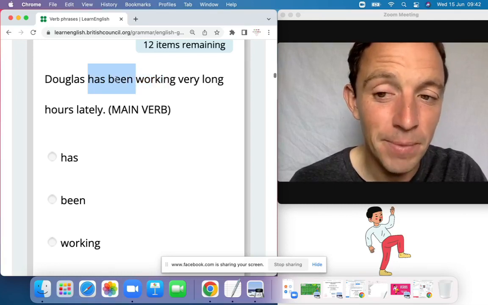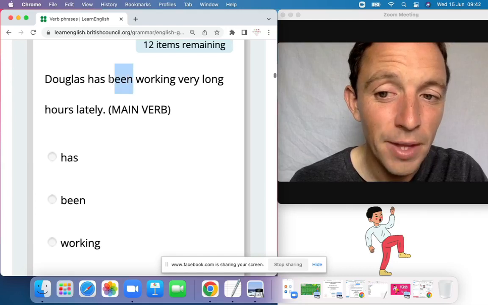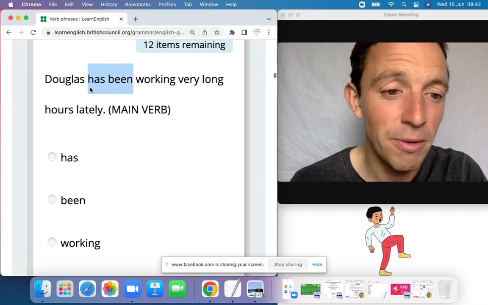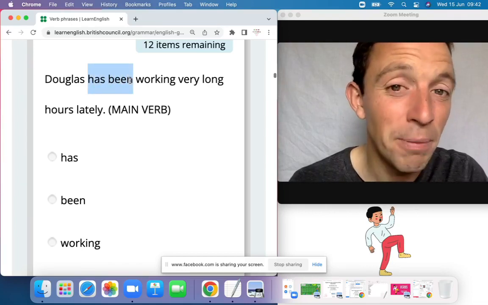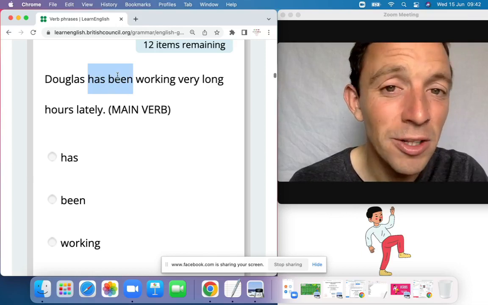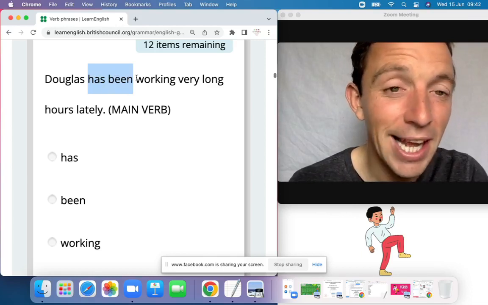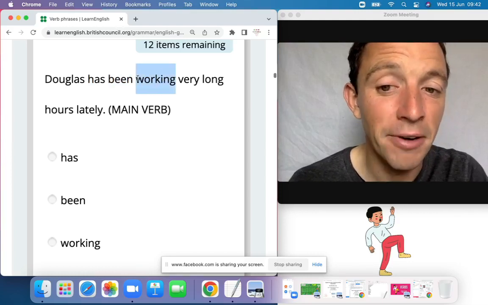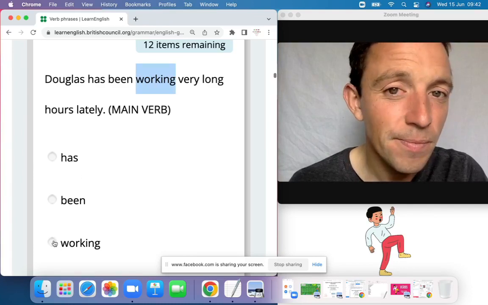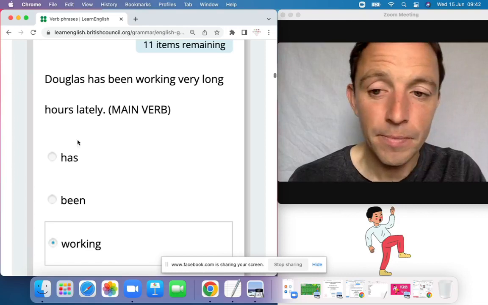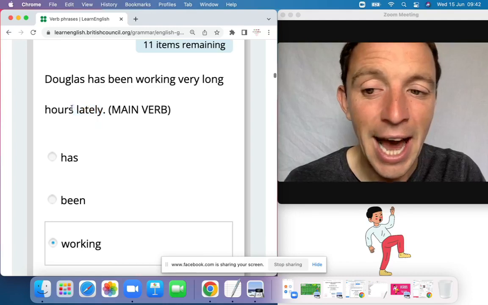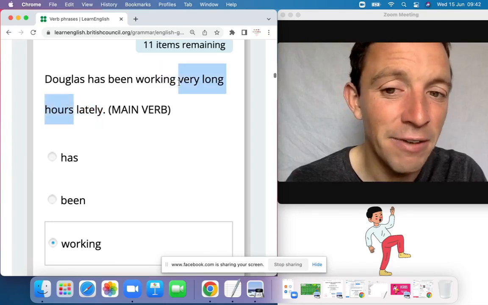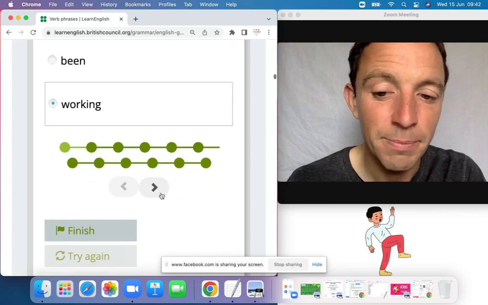We see the verb to be in the perfect form. If you remember, when you have the auxiliary have plus the past participle, this is considered the perfect. However, this is all considered the auxiliary connected to the verb work. Work is in the ing, therefore the main verb is working. Okay, and that's my opinion. Lately is the adverb, meaning recently, and hours is the noun, and long is the adjective, and very is the intensifier. Let's move to the second one.